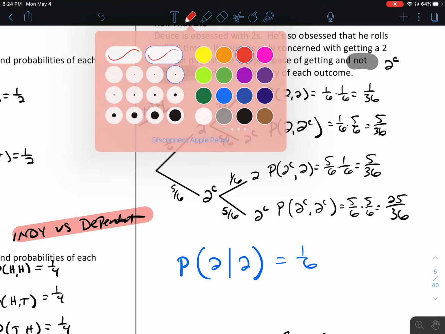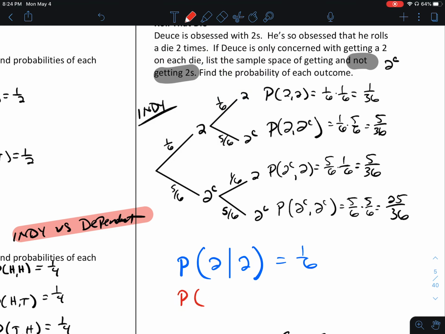A different question: what's the probability that someone gets the complement of a 2, not a 2, given that they've already gotten a 2? So we know they got a 2 initially. Now, once we know that's happened, we don't care how we got there, but what's the chance that that person didn't get a 2 on the second one? Well, that would just be 5 out of 6.